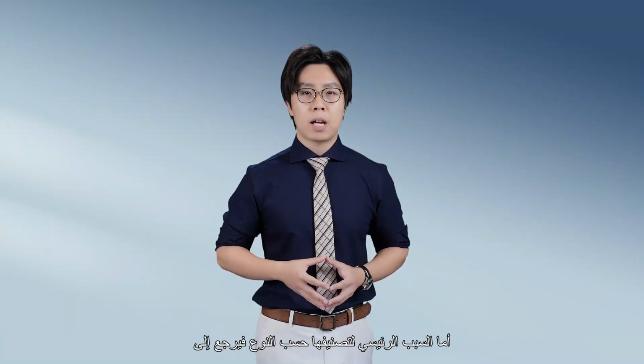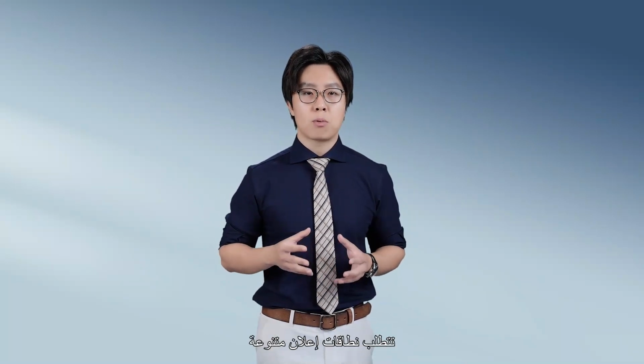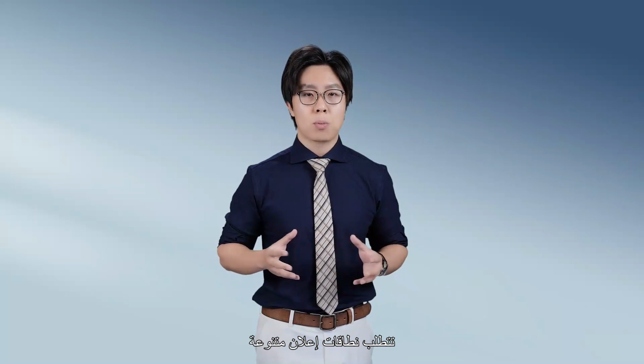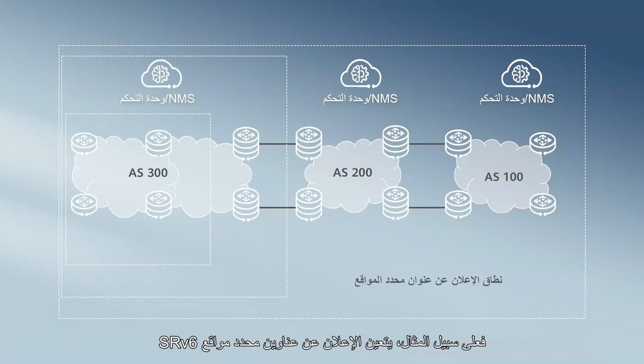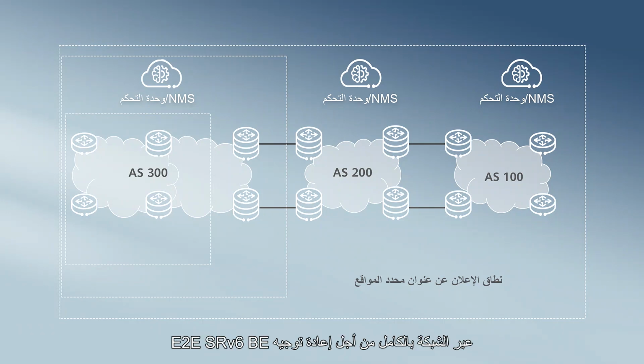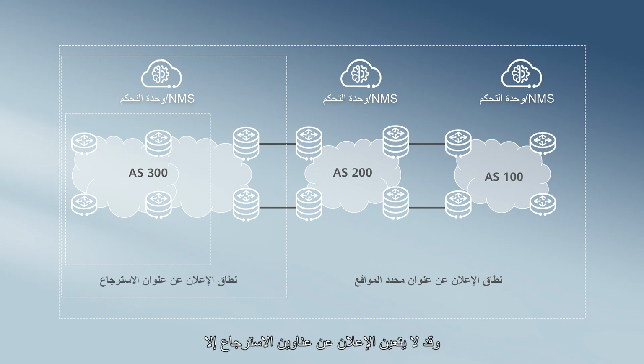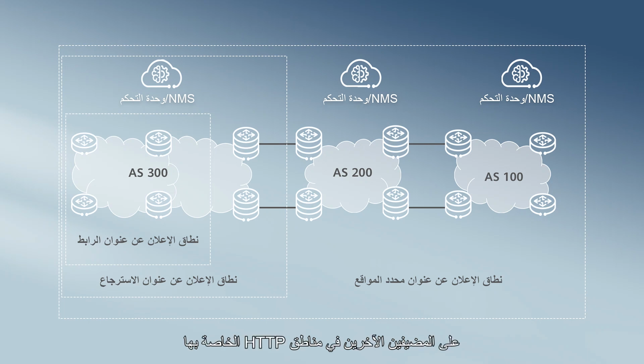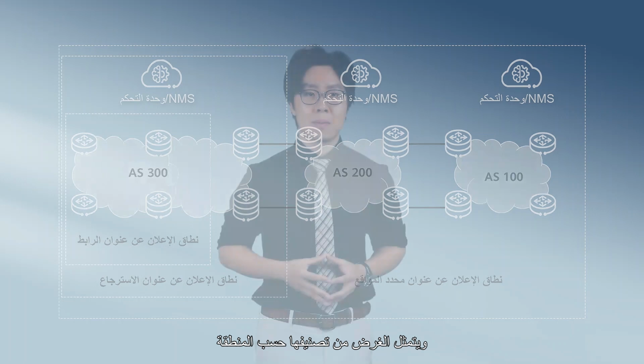The main reason for categorizing them by type is because different types of addresses require varied advertisement scopes. For example, SRv6 locator addresses need to be advertised throughout the network for E2E SRv6 BE forwarding. Loopback addresses may only need to be advertised to their own NMSs. Link interface addresses may need to be advertised to other hosts in their own IGP areas.